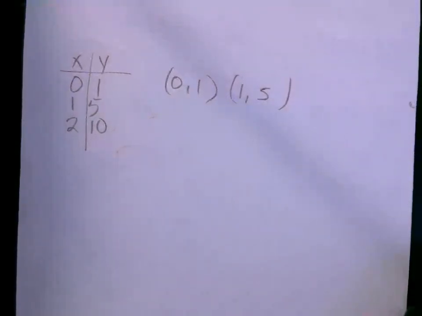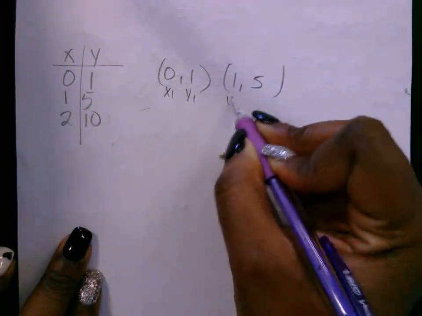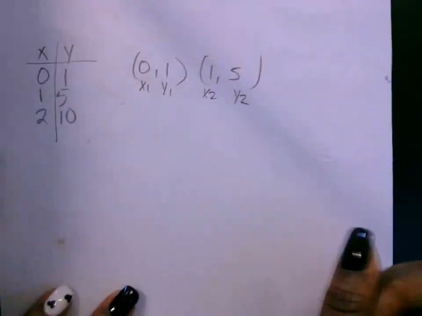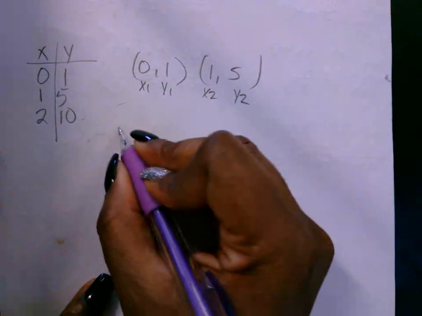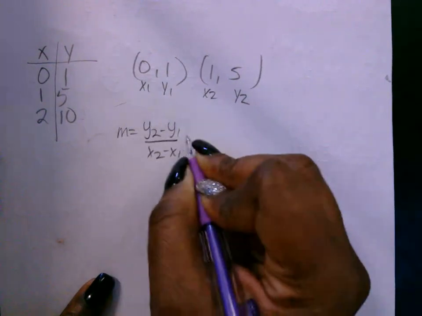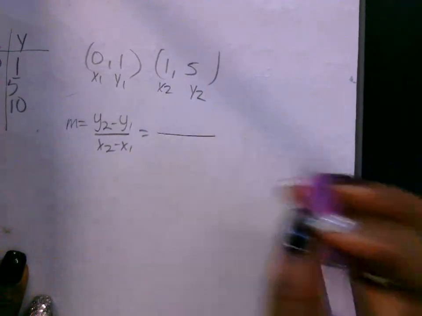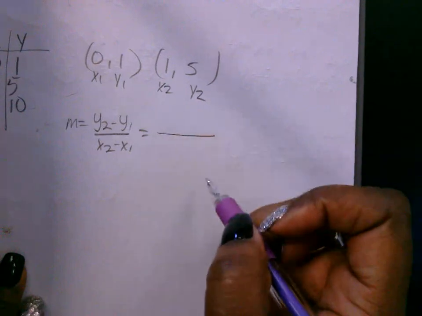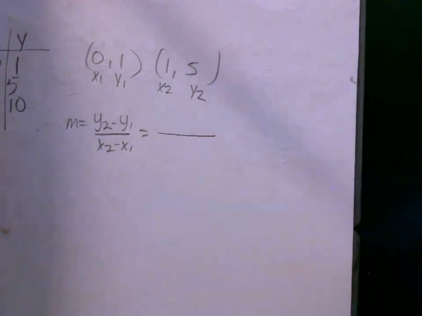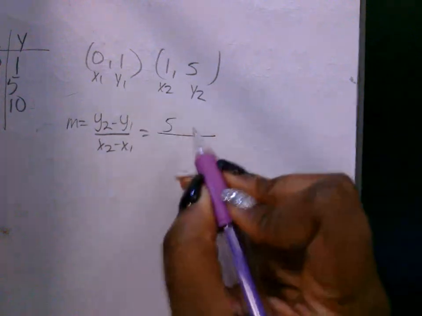Okay, so now we want to label the points first. So this is x1, y1, x2, y2. And now you're going to use the formula y2 minus y1 over x2 minus x1. All right, so let's substitute. What are we going to put on the top? What 2 numbers? What minus what? 5 and 1. Don't forget the minus, okay?